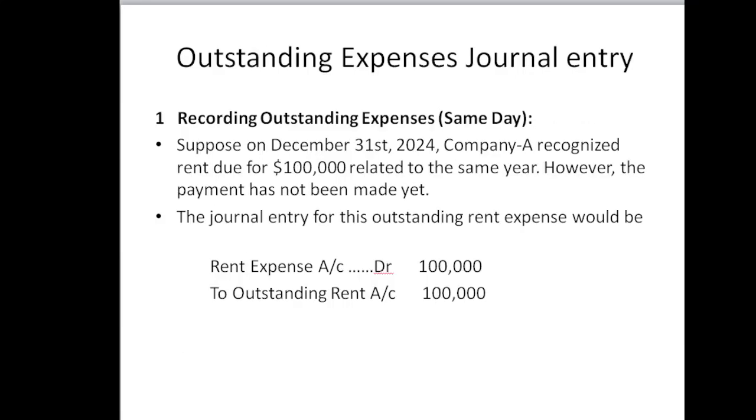Outstanding expenses journal entry. Recording outstanding expenses when it is recognized. Suppose on December 31st, 2024, Company A recognized rent due of rupees 1 lakh related to the same year. However, the payment has not been made yet. The journal entry for the outstanding rent expenses would be: rent expenses account debit to outstanding rent account, rupees 1 lakh.